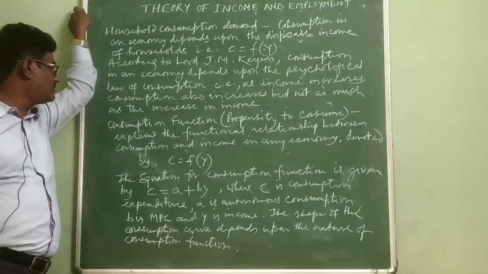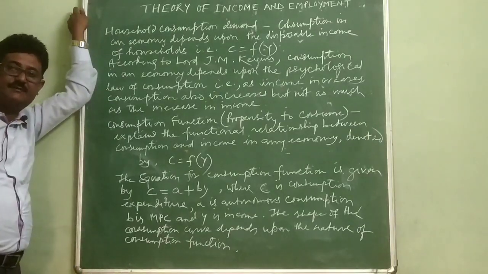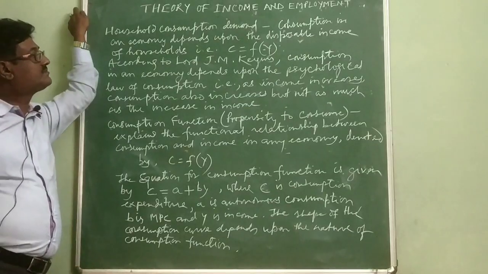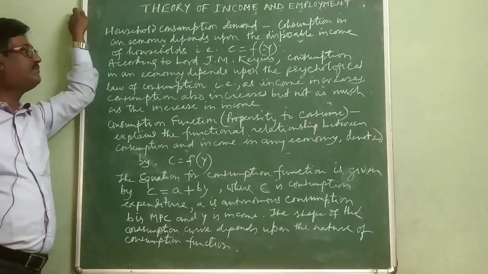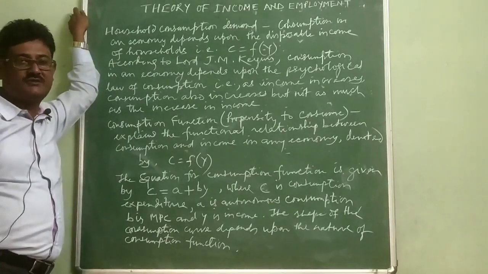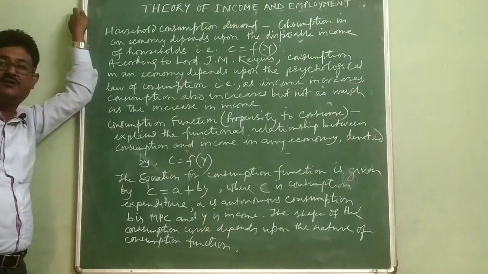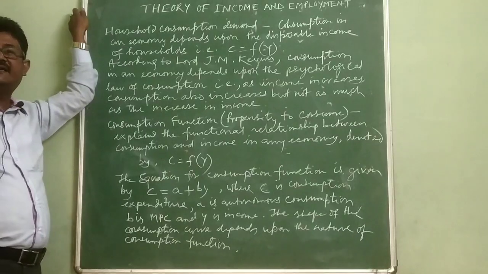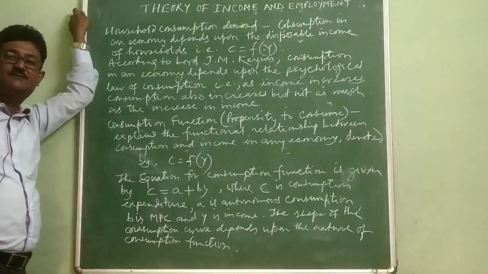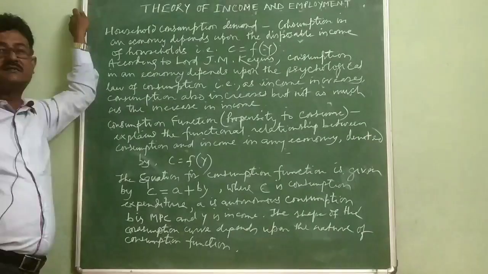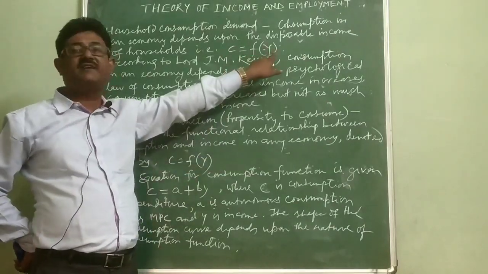Number one is household consumption demand or simply household consumption expenditure. Remember that household consumption demand in an economy depends upon the disposable income of households. Disposable income is the income which is received by households from all sources to spend on their current consumption. So that part of the disposable income which is spent on consumption represents consumption expenditure. So from here we can say that consumption is a function of income.